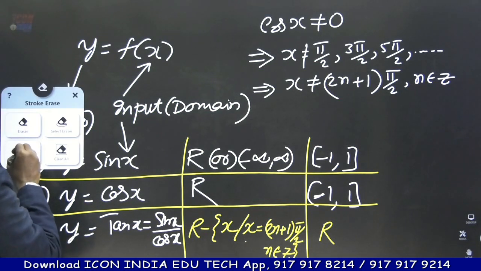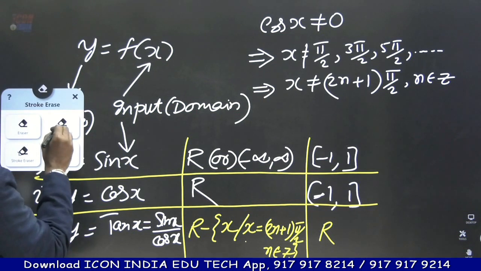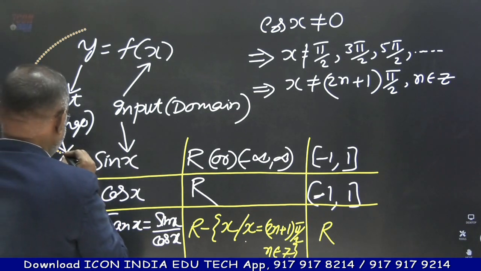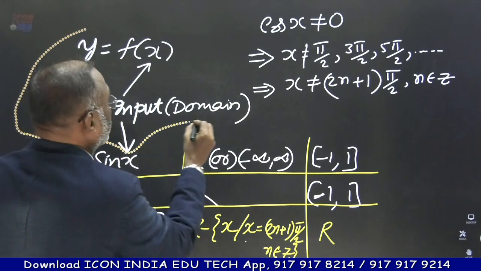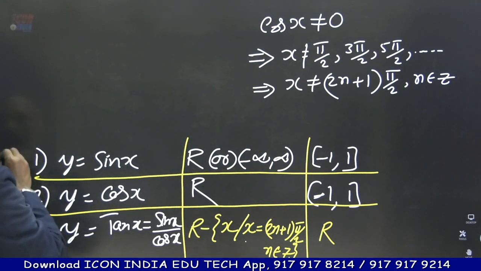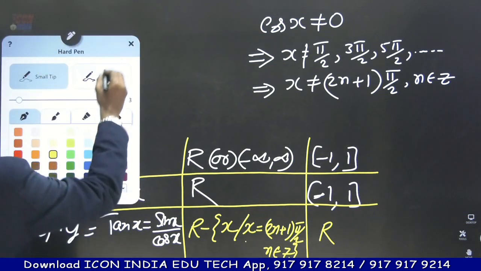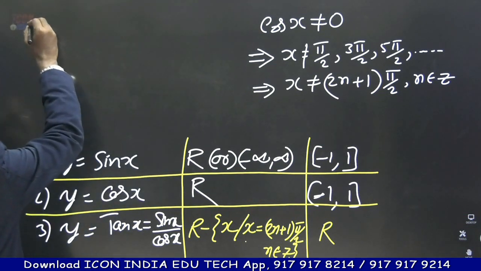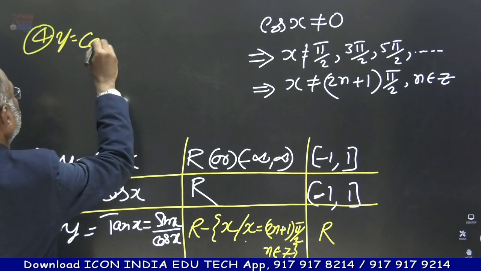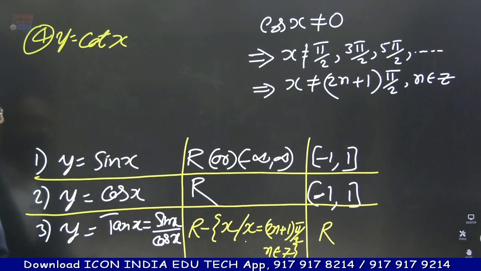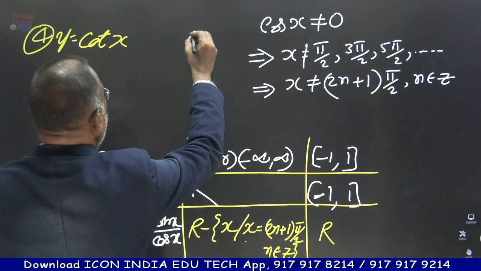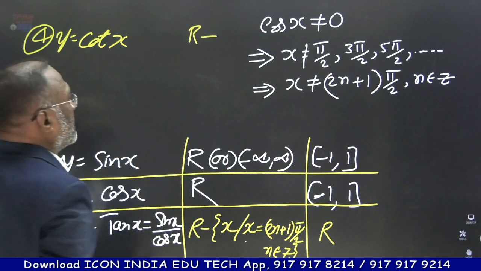That is, we should not make use of those values of x which undefine the function. So the fourth function, what I am writing here, is y = cot x. In every case, the domain is the set of real numbers only, but there are some restrictions for some functions.